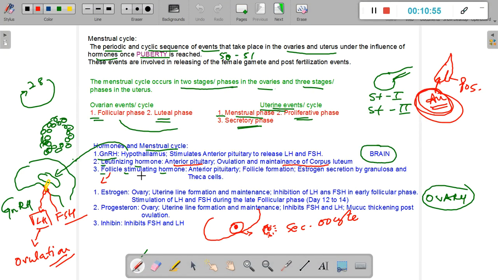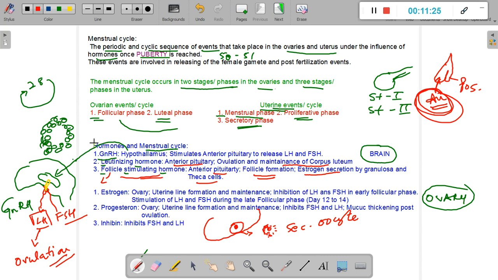So at the moment, what you need to remember is follicular stimulating hormone is released from the anterior pituitary, and it directs the formation of follicles. What are follicles? A bunch of cells, granulosa cells, or we also call them the follicular cells. Now, another function of follicular stimulating hormone, or FSH, is secretion of estrogen by granulosa cells and theca cells. What are these? We'll come to that later, and we'll again revise what these hormones are.